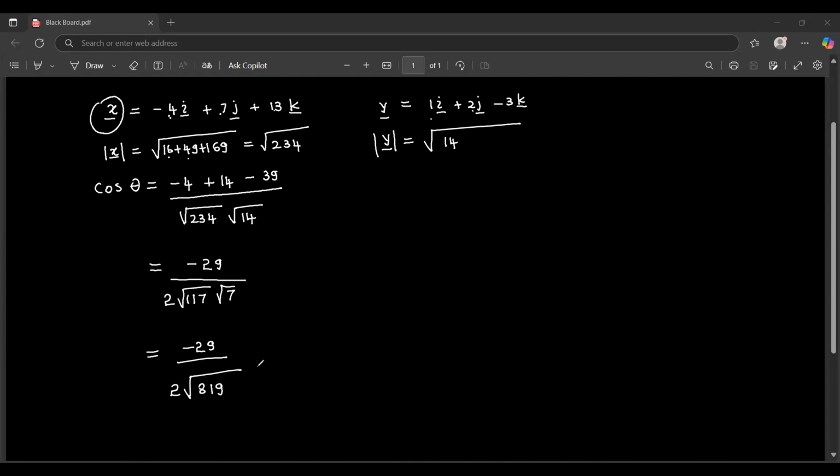The main idea I wanted to showcase here is that the ratio cos theta can be a negative number. Then we can say theta is in the second quadrant, which means it's an obtuse angle. This is an obtuse angle. This is what I wanted to show you in this specific question. Now, let's say there is a question that states, show that vector x and vector y are not perpendicular.